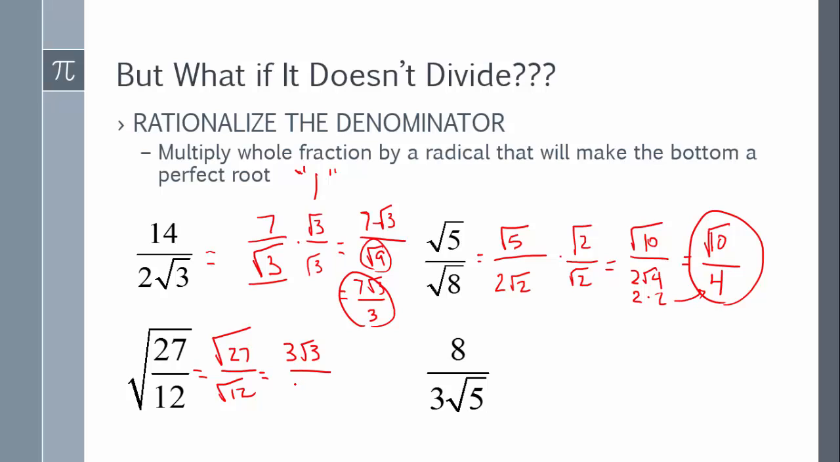The square root of 12 is 2 root 3, because 27 is 3 times 3 times 3, and 12 is 2 times 2 times 3. So a pair of 2's come out of the bottom, and a pair of 3's come out of the top radical. Now look at this.